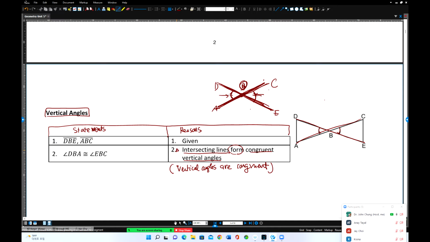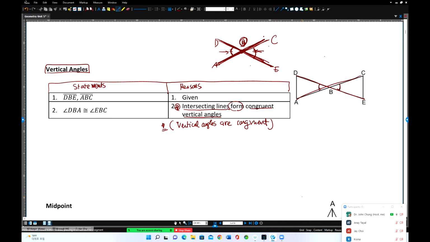Well, this is more detailed, nice explanations. Intersecting lines form congruent vertical angles. Many people like this one because it is very simple, right? Because we know that vertical angles are equal in measure. Okay, that's why vertical angles are congruent. This is okay too. Most people like to use this one, because that's just simple. Simple reason is better, right?